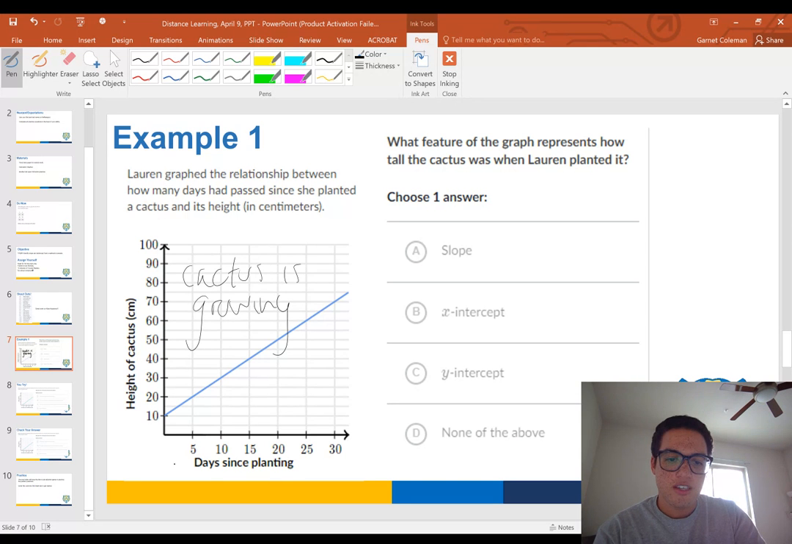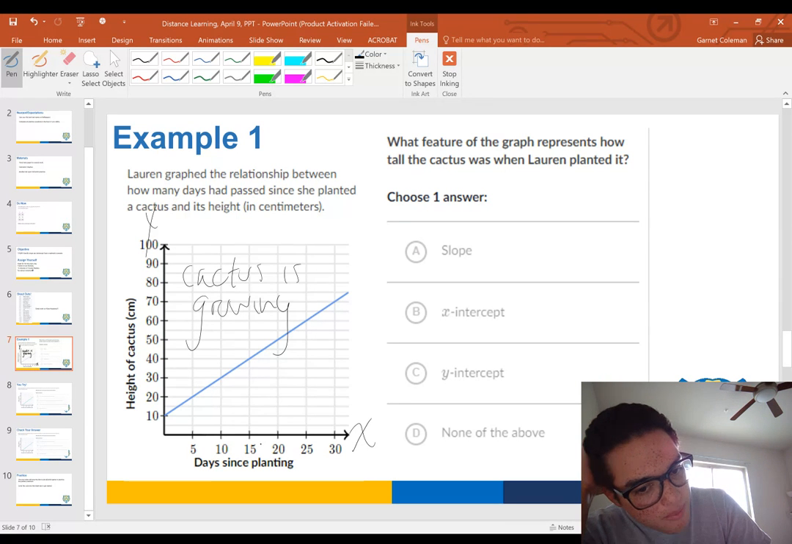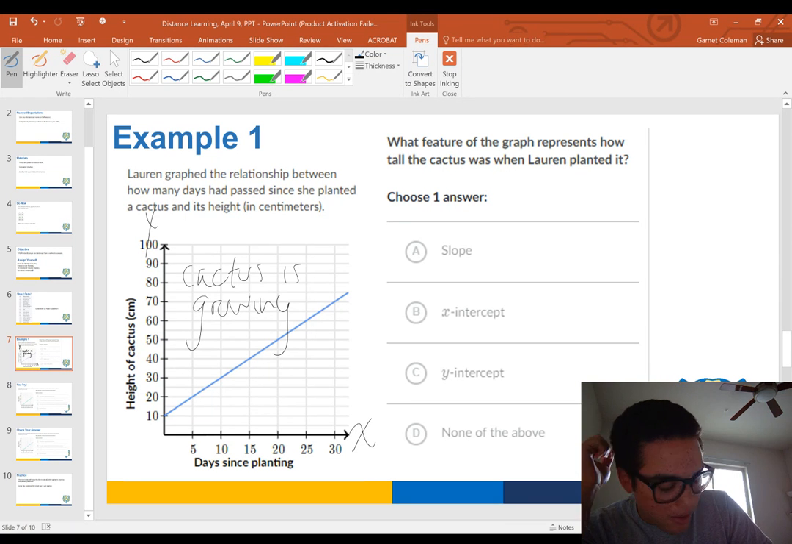I also see this x-axis down here and this y-axis over here. So the y-axis tells us the height of the cactus for each day, and this tells us how many days the cactus is growing. And this part right here, this is 0. So at 0 days, the cactus is at a certain height.